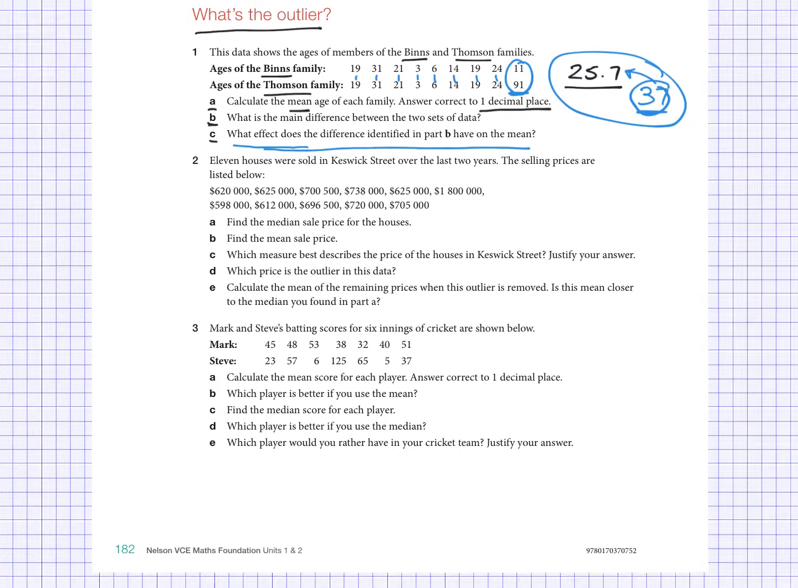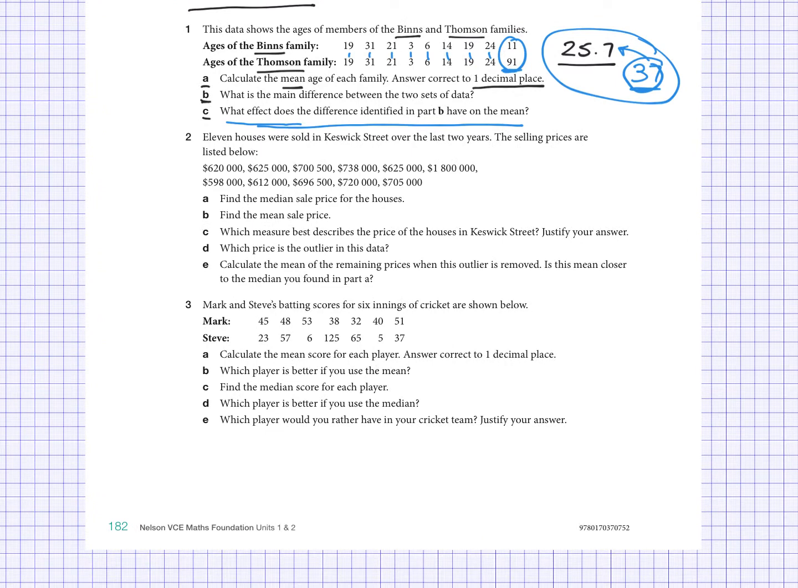All right, so the other questions all do a similar thing. So A says find the median, then find the average. Which measure best describes the prices of houses in Keswick Street? When it says justify, you might say something like, I noticed that the median was closer to most of the houses' prices than the average. And it might happen because this street has a 1.8 million price tag in it, which will skew all the relatively cheaper houses by an awful lot.